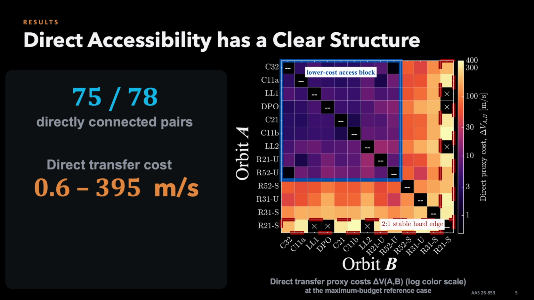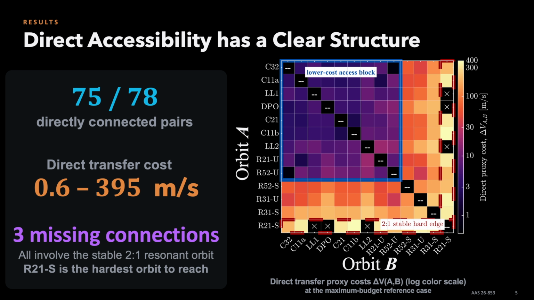You look at this graph, you see there's a darker upper left block core of relatively low-cost transfers. And then there's this exceptionally difficult block at the very end, the 2-to-1 stable resonance. So all 3 missing connections are connections to that orbit.